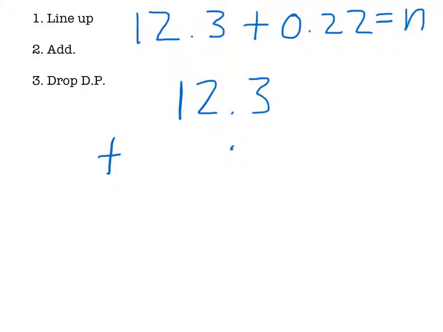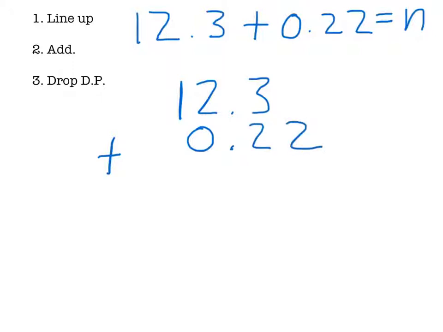And then I'm going to look at what's to the left of the decimal point in this second number, and the only thing there is a 0. So I'm going to put in a 0. Then to the right of the decimal point are these two 2's. There's a 2 in the tenths place and a 2 in the hundredths place. And I'll add those in.